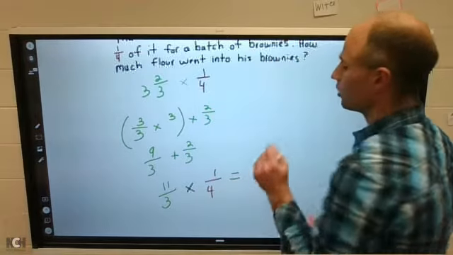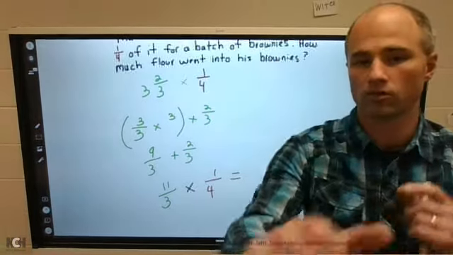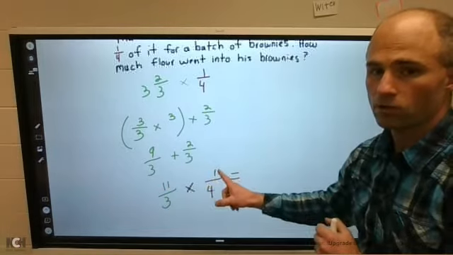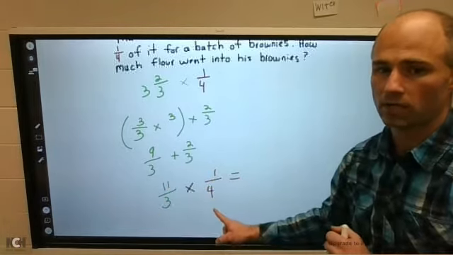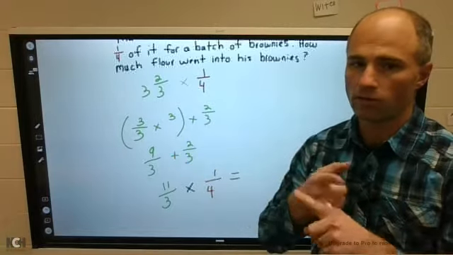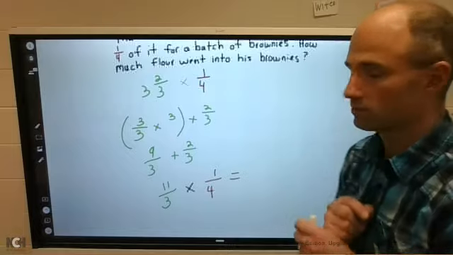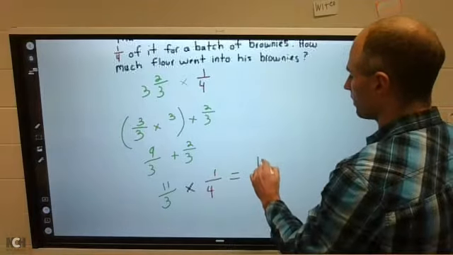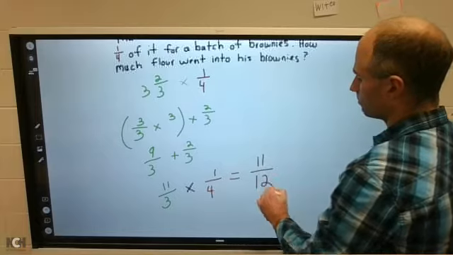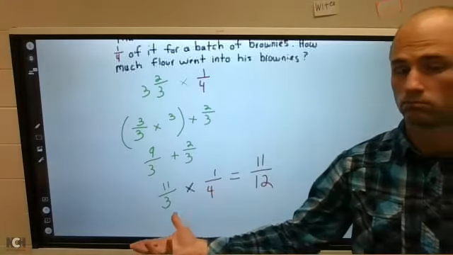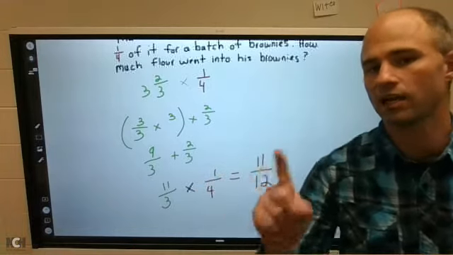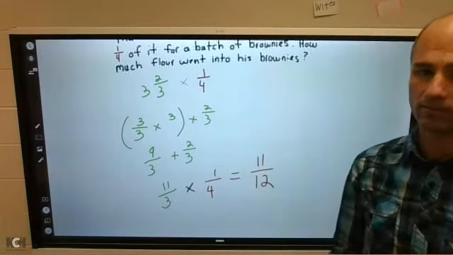Now, when we get to this part, the next step is multiplying the fraction. So don't forget, we're multiplying here, so we can go across. Numerator times numerator, denominator times denominator. We're not finding a common denominator. That's only when it comes to adding and subtracting. So 11 times 1 equals 11. 3 times 4 equals 12. We got ourselves a fraction, not even a mixed number, and not even a fraction that we need to simplify.